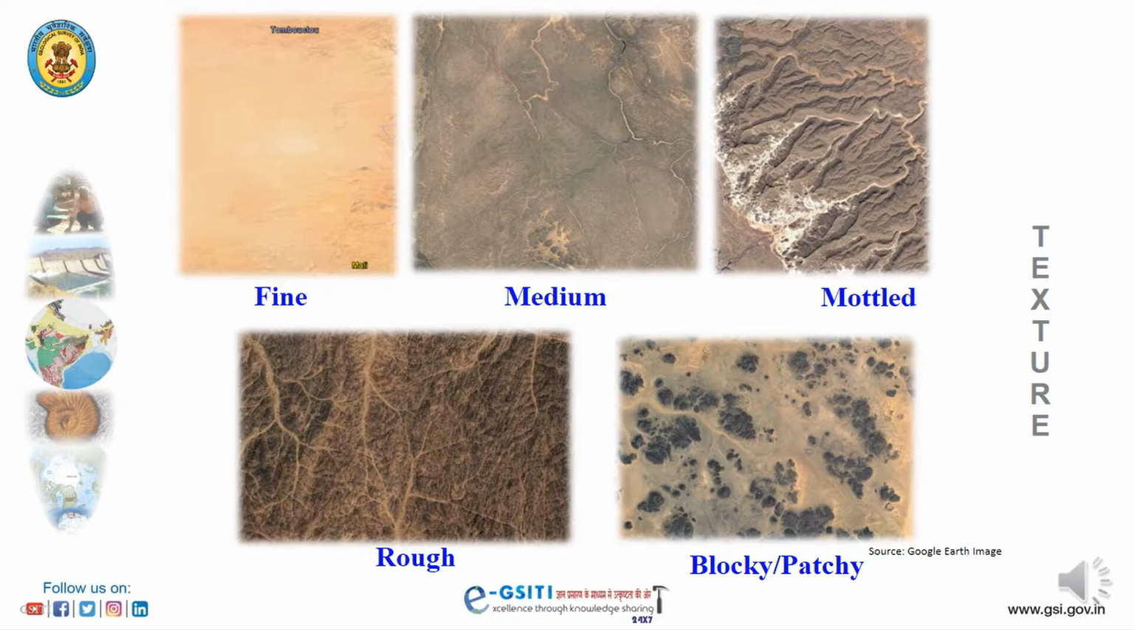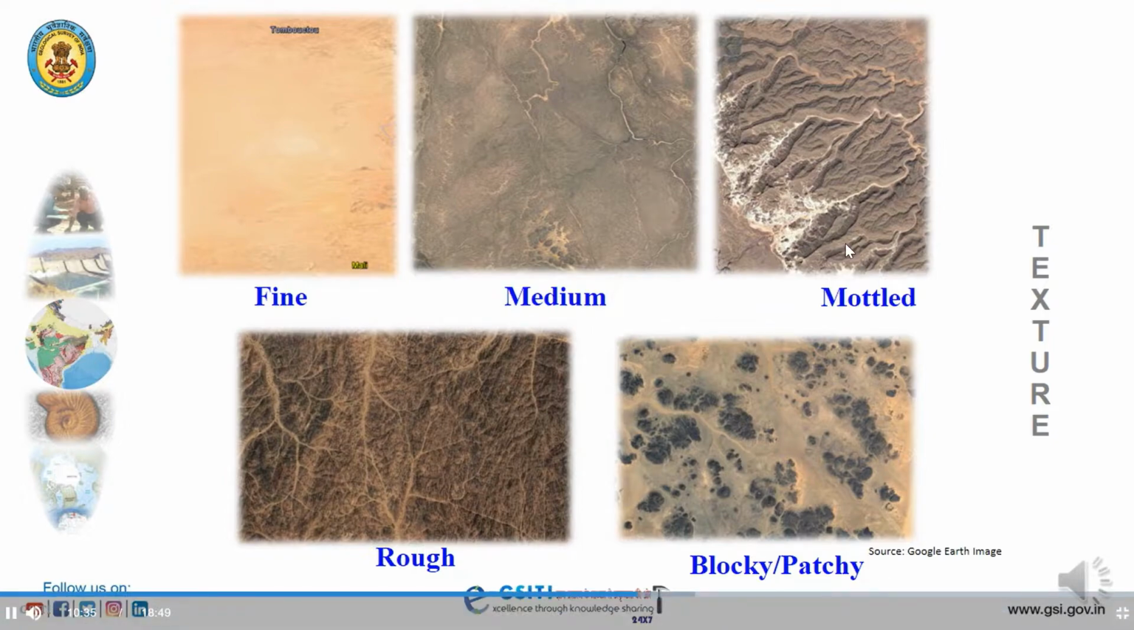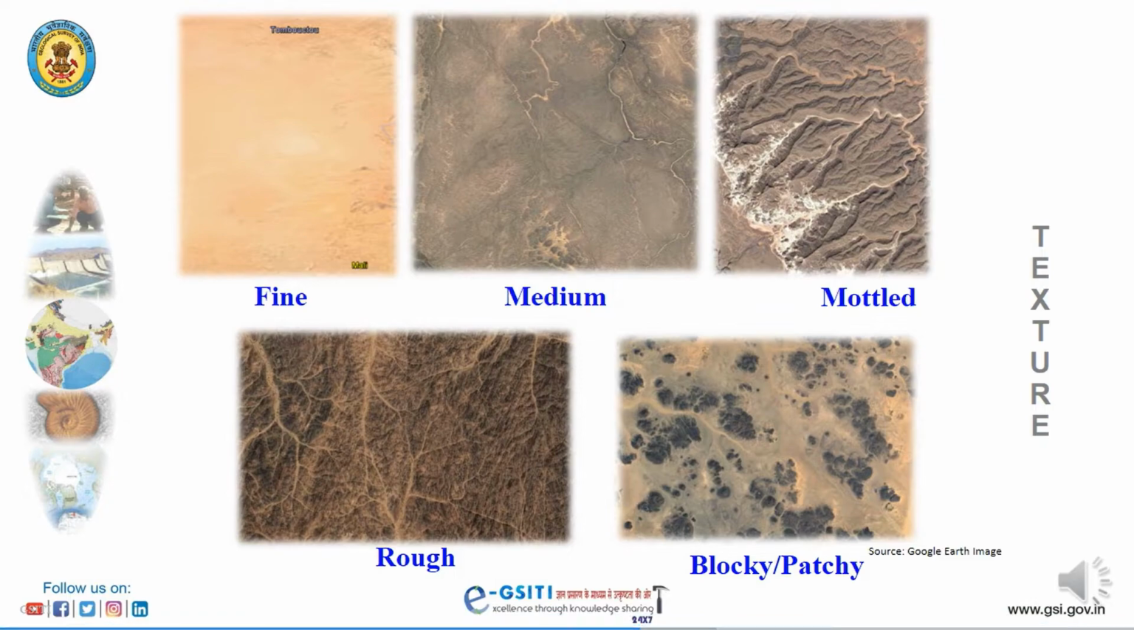which looks like the overturned leaf. If you try to see the backside of a leaf, you will see the ribs. Like that, some features you can see. Such kind of textures are mottled textures. And you can see the blocky and patchy textures. So this will help us to differentiate different lithologies, different surface on our earth.